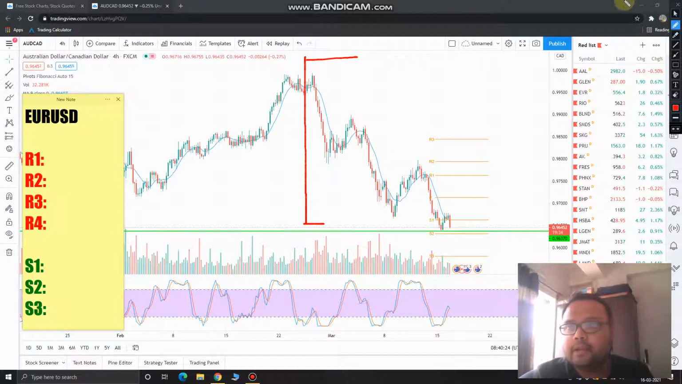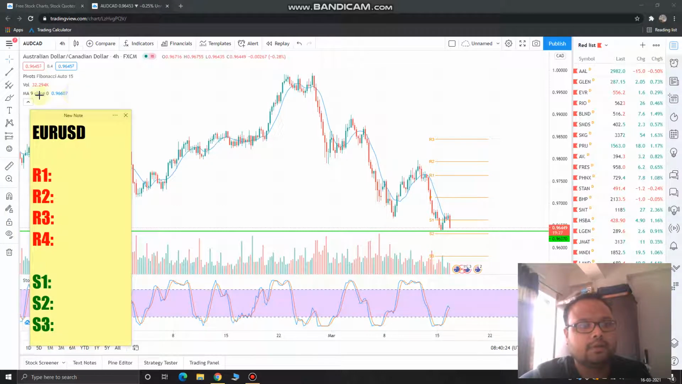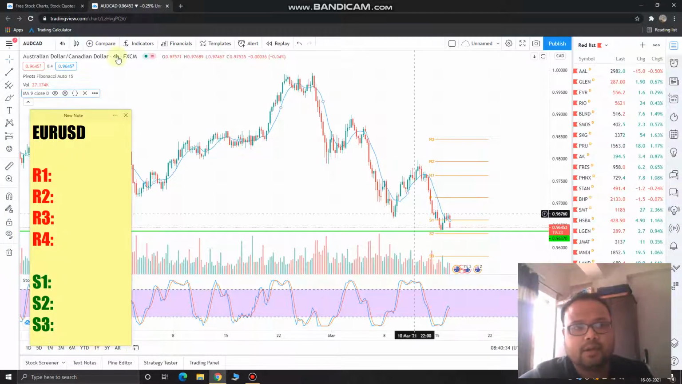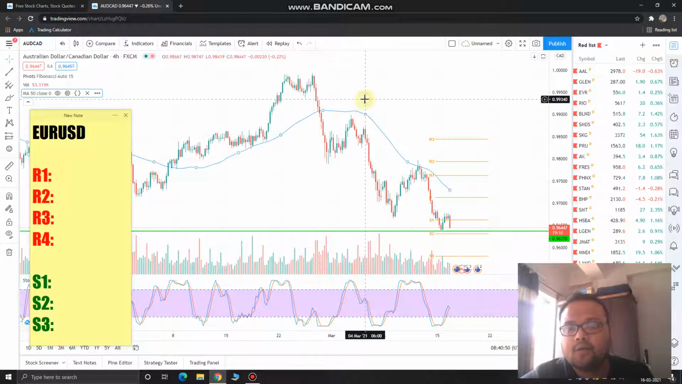Let me change this moving average to 50 moving average. This is the 9 one. I do not use the 9 moving average. I prefer to use 50 moving average. Okay, now we have the 50 moving average, my favorite. Anyways, so our strategy should be simple.